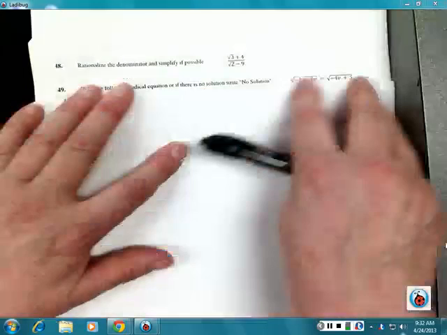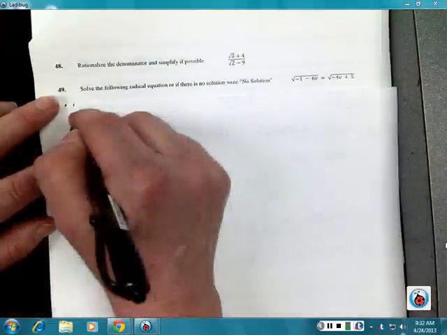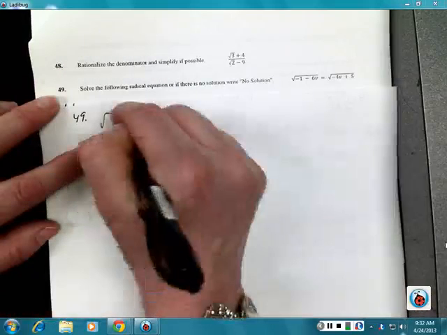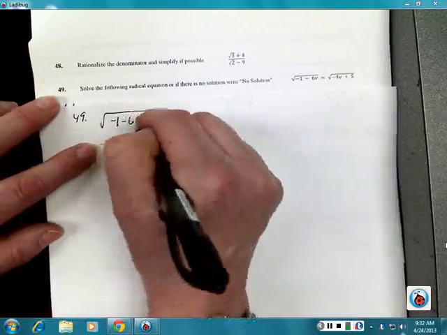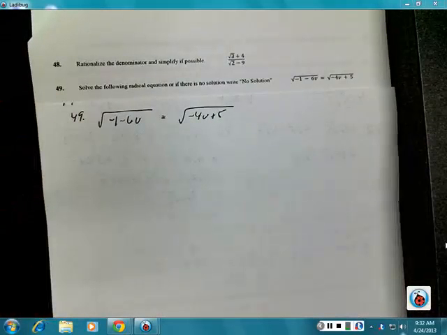It says solve the following radical equation, or if there is no solution, write no solution. What makes a no solution? You know what makes a no solution? When you've got a square root? A negative under the square root. Yes, because I can't end up doing that at this point because we didn't have our imaginary numbers yet defined. So what happens with 49? 49 is the square root of negative 1 minus 6v is equal to the square root of negative 4v plus 5.